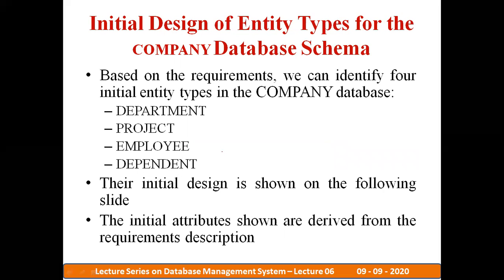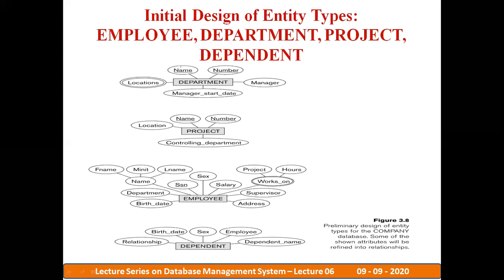Now, having discussed these things, let us see the initial design of entity types for the company database schema. Based on the requirements, we can identify that there are initially 4 entity types in the company database. Those entity types are department, project, employee, and dependent. Their initial design is shown in the next slide, and the initial attributes are also shown along with the entity types. Let us see the diagram.